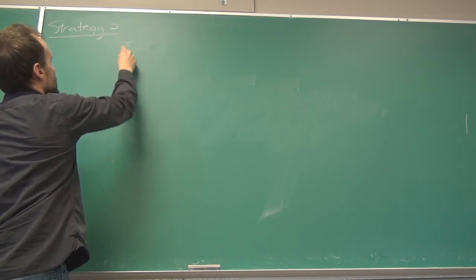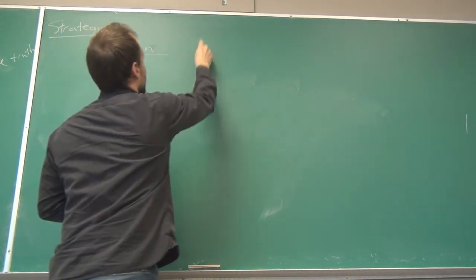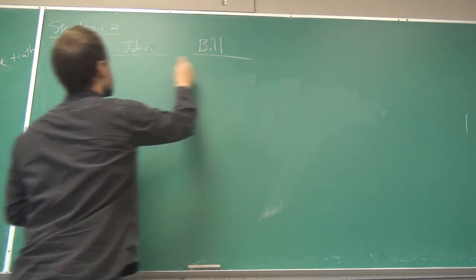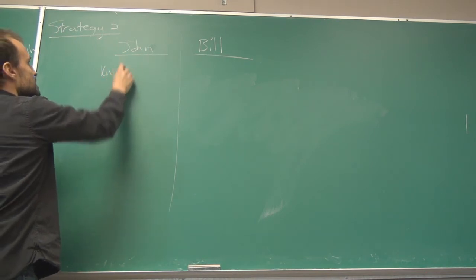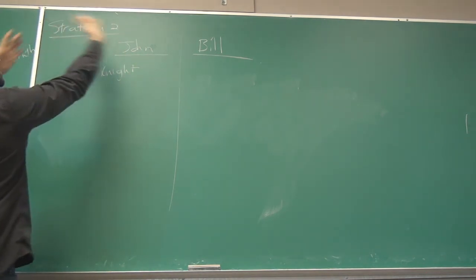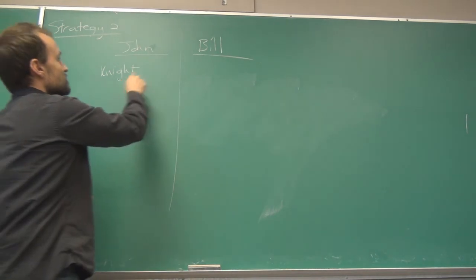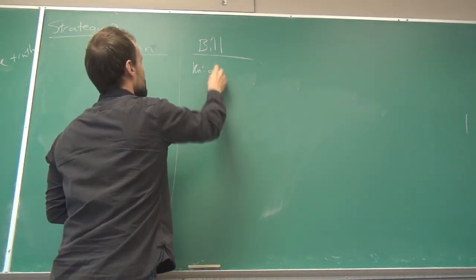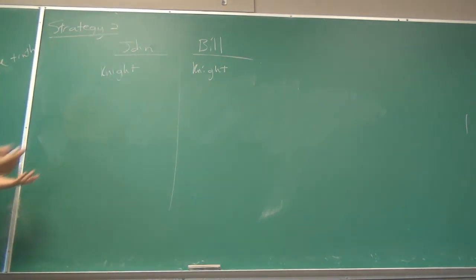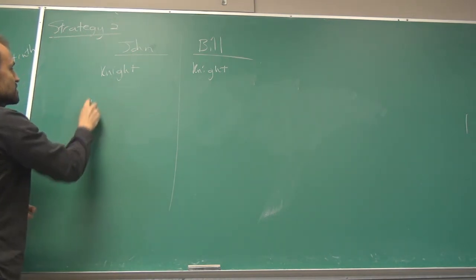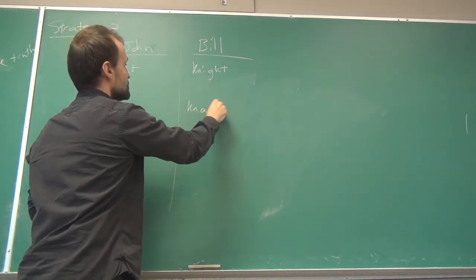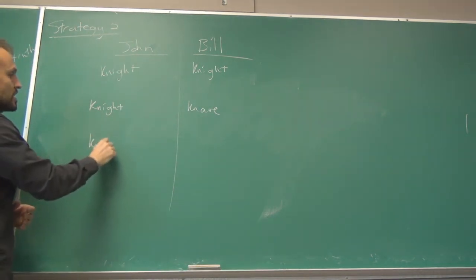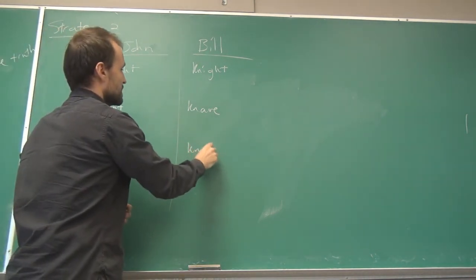So we have John and we have Bill. John could be a knight. Now forget this strategy, right? Brand new strategy from the start. John could be a knight and Bill could be a knight. That's possible. We don't know it's not possible. We list all the possibilities. John could be a knight and Bill could be a knave. Or John could be a knave and Bill could be a knight.